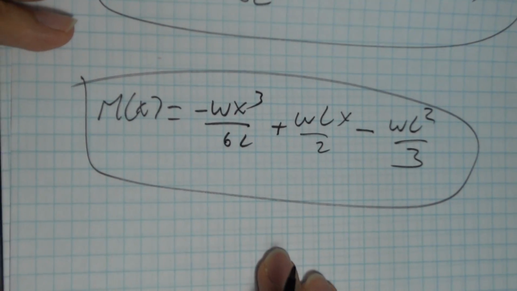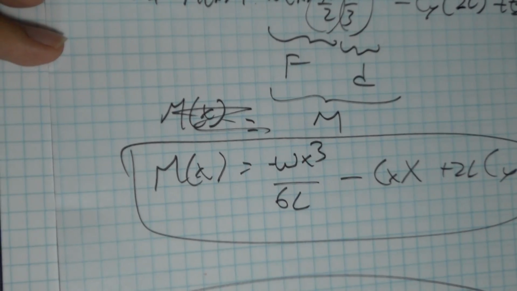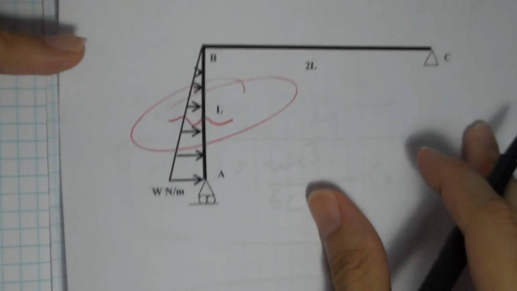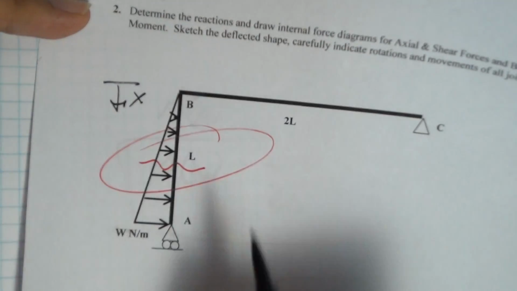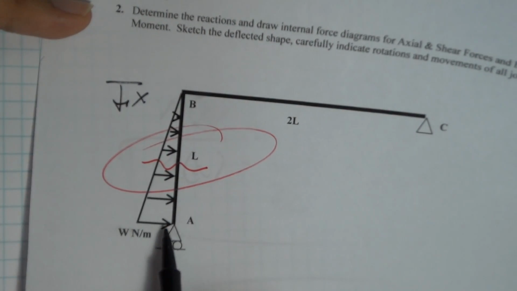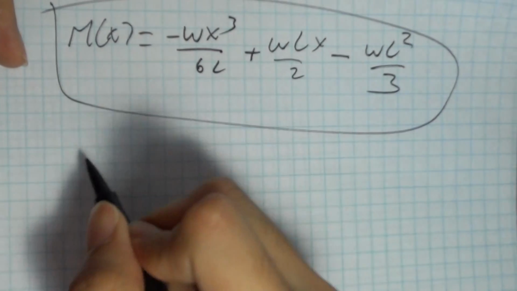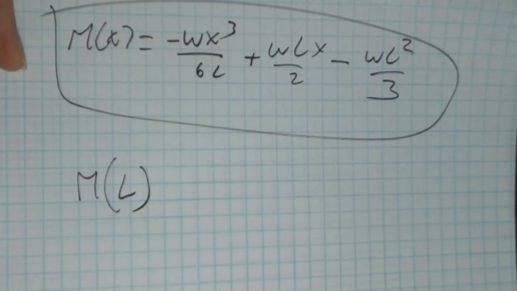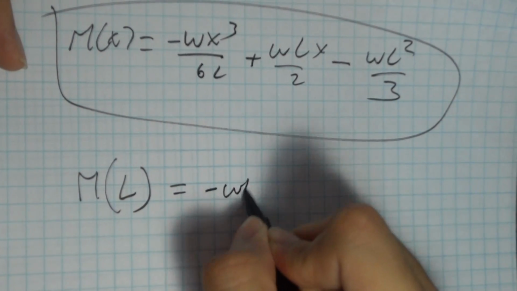Now we can check this quite easily. I'm starting here, right? The moment at my pin at the roller should be 0. So when I'm checking this, an easy check is that M at L, right, because I have to go L length down, should be 0.